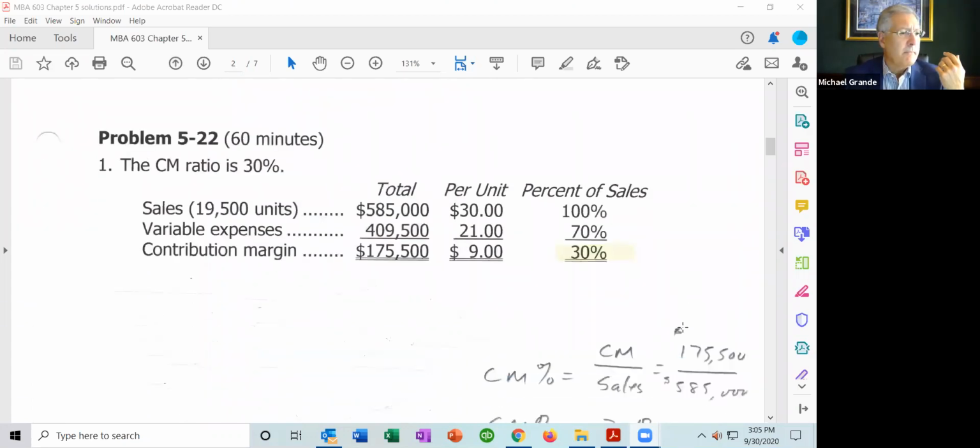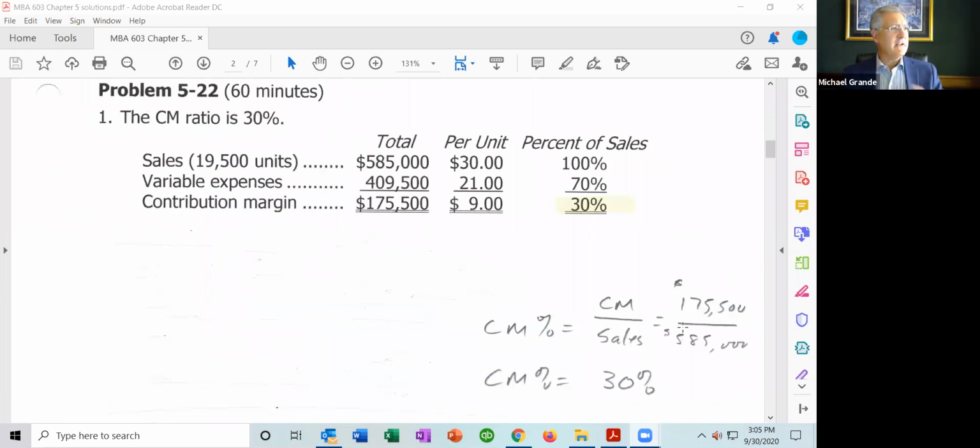So what's important here is calculating the contribution margin ratio. And as I've indicated earlier in our PowerPoint presentation, you can do this on a total dollar basis, and you can do it on a per unit basis. The total dollars come right from the problem. Contribution margin is $175,500 divided by the sales revenue of $585,000. The CM ratio is 30%.